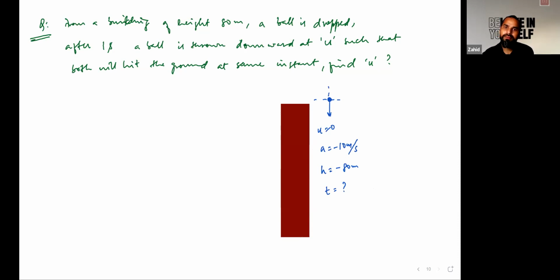For the second ball, they have given information as this particular ball is thrown just after 1 second of the first ball being dropped, at some initial velocity u. So u would be in downward direction, and we have to calculate this particular part. Acceleration in this particular part would also be 10 meter per second square. Height would remain the same, but the time for this particular part would be just t minus 1 seconds.